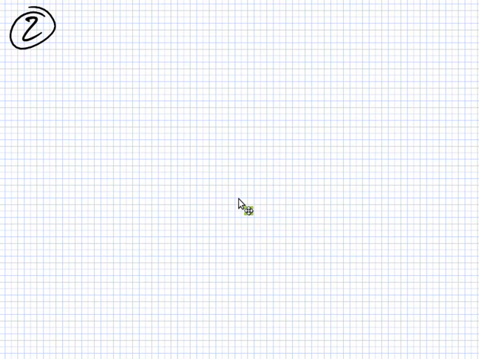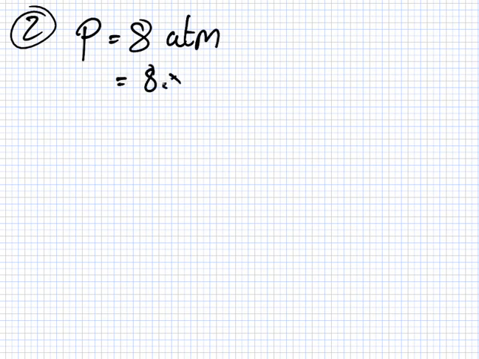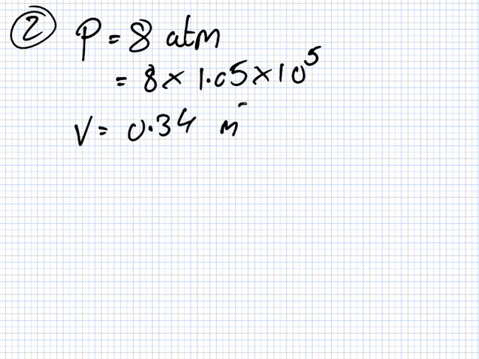So here we have a cylinder contains gas which is 8 times atmospheric pressure. So the pressure is 8 atmospheres, which is 8 times 1.05 times 10 to the 5. The volume is 0.34 meters cubed, and the temperature is 273 plus 19. So the temperature is 292.